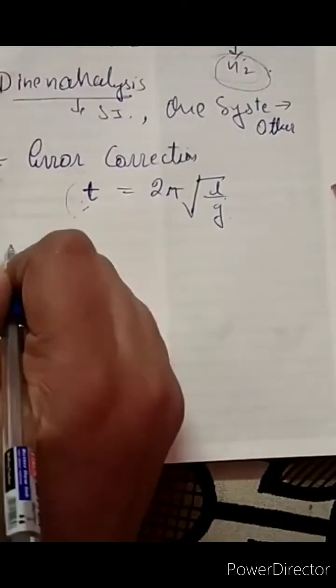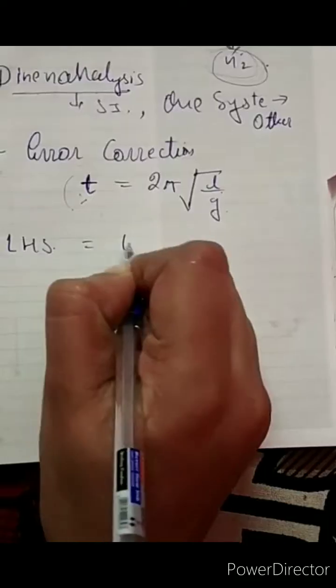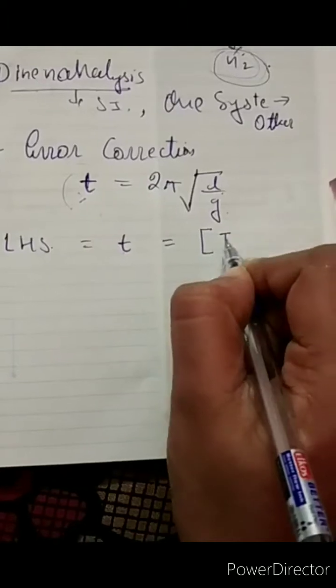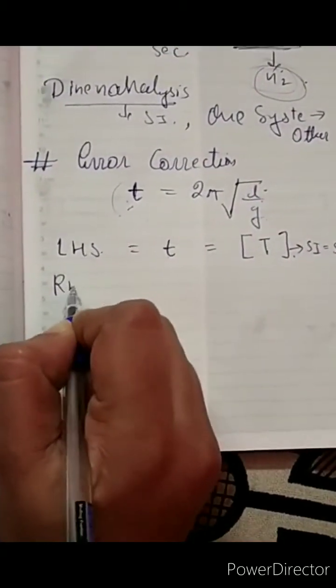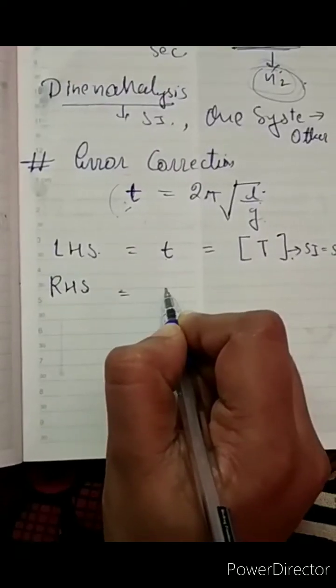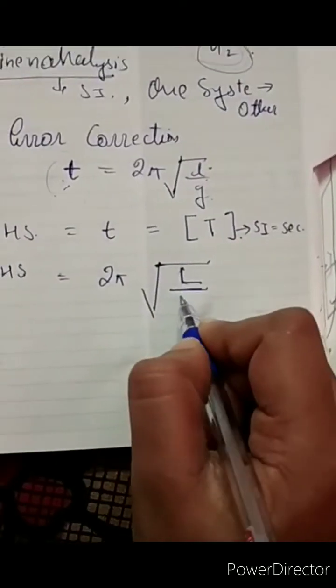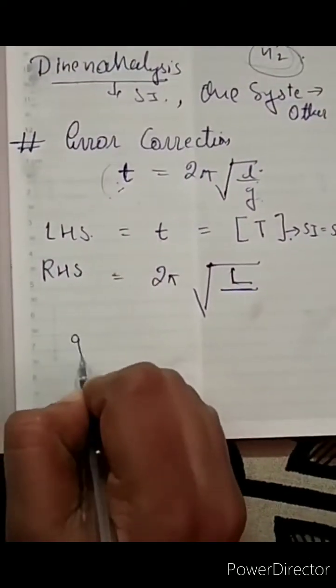Let's check. In the LHS we have T. T means time, correct? Its dimensional formula is shown with capital T, and the SI unit is seconds. L represents length and g is acceleration due to gravity. Now let's go towards the RHS. The RHS has 2 pi under root of L, meaning capital L, length, denoted by the dimensional formula capital L, and g, acceleration due to gravity.